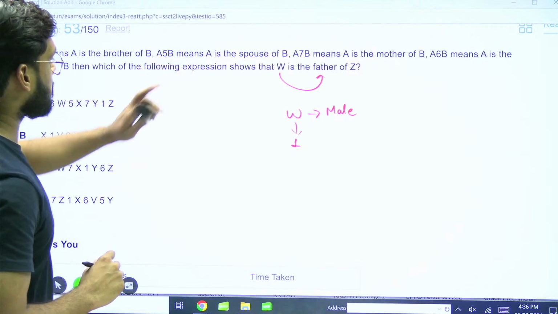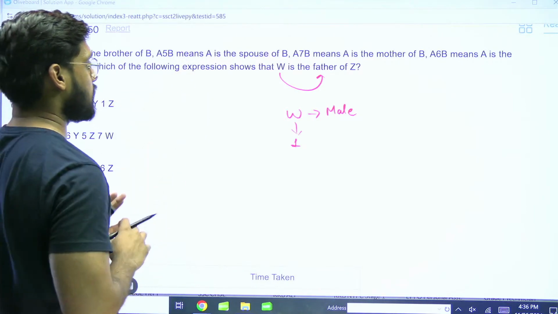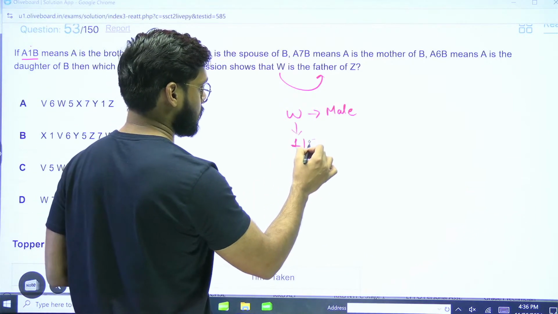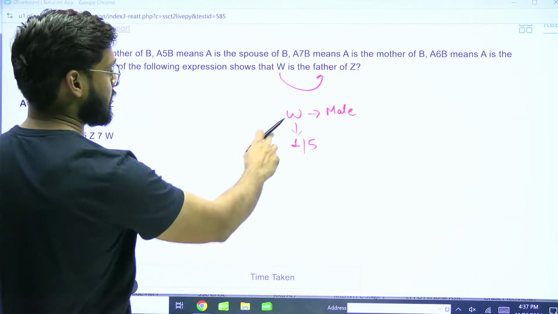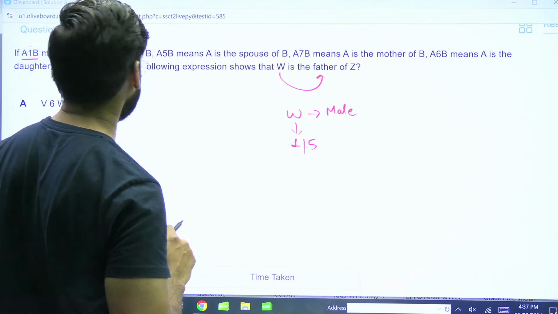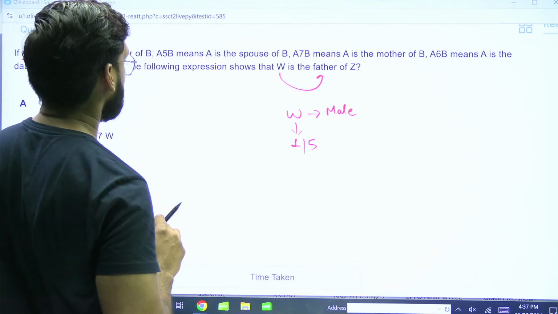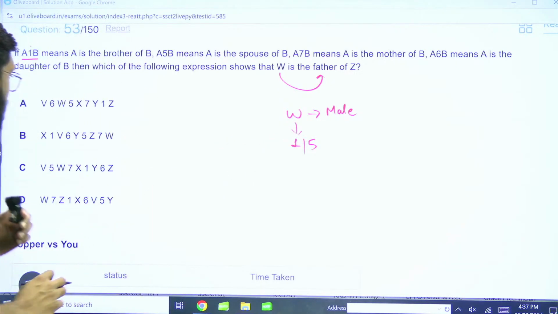5 means spouse. Spouse can be male or female. So 5 can also come after W. 7 means mother, so 7 cannot come after W. 6 means daughter, so 6 cannot come. So after W, 1 or 5 can come.